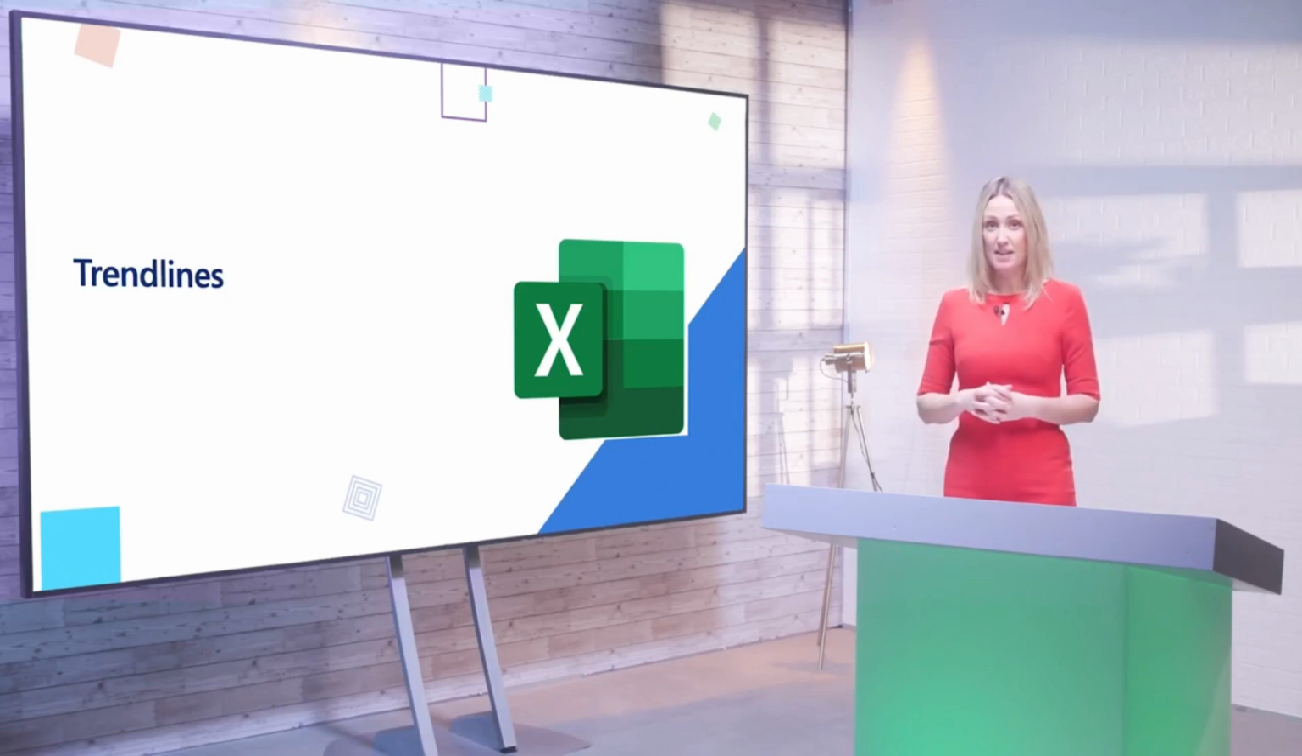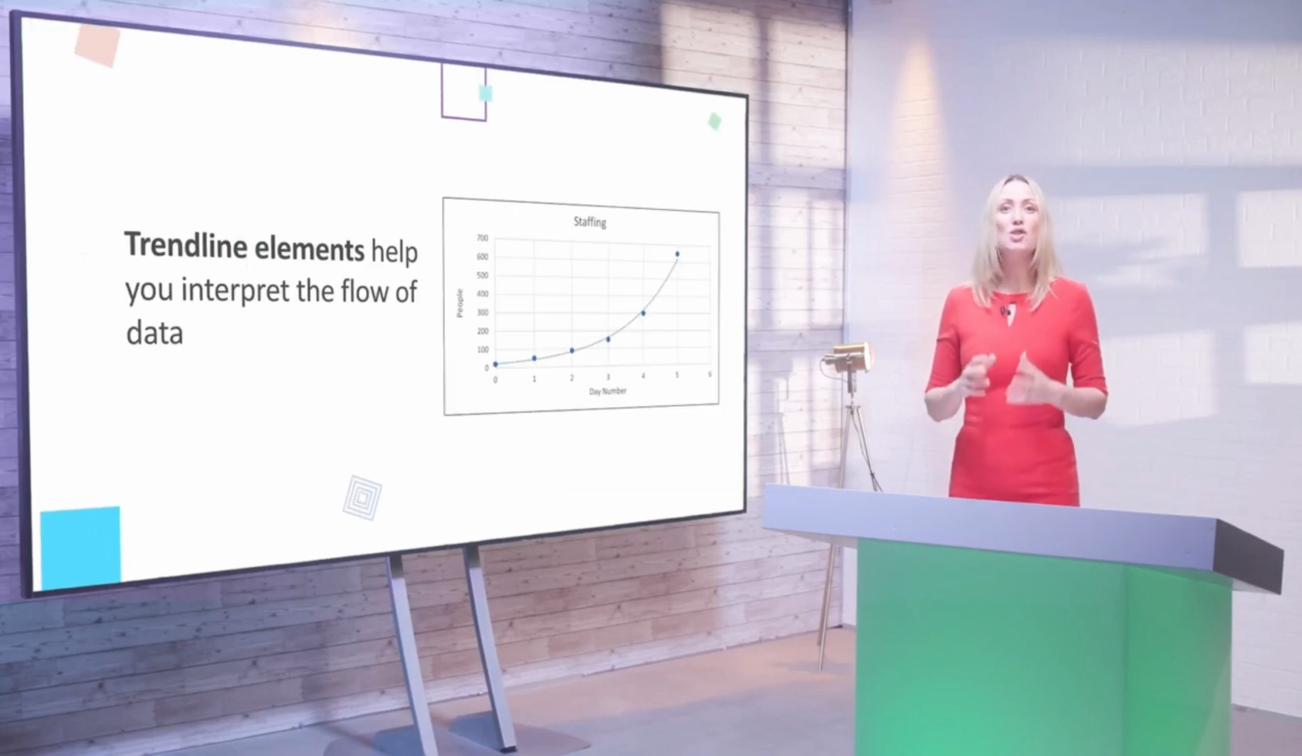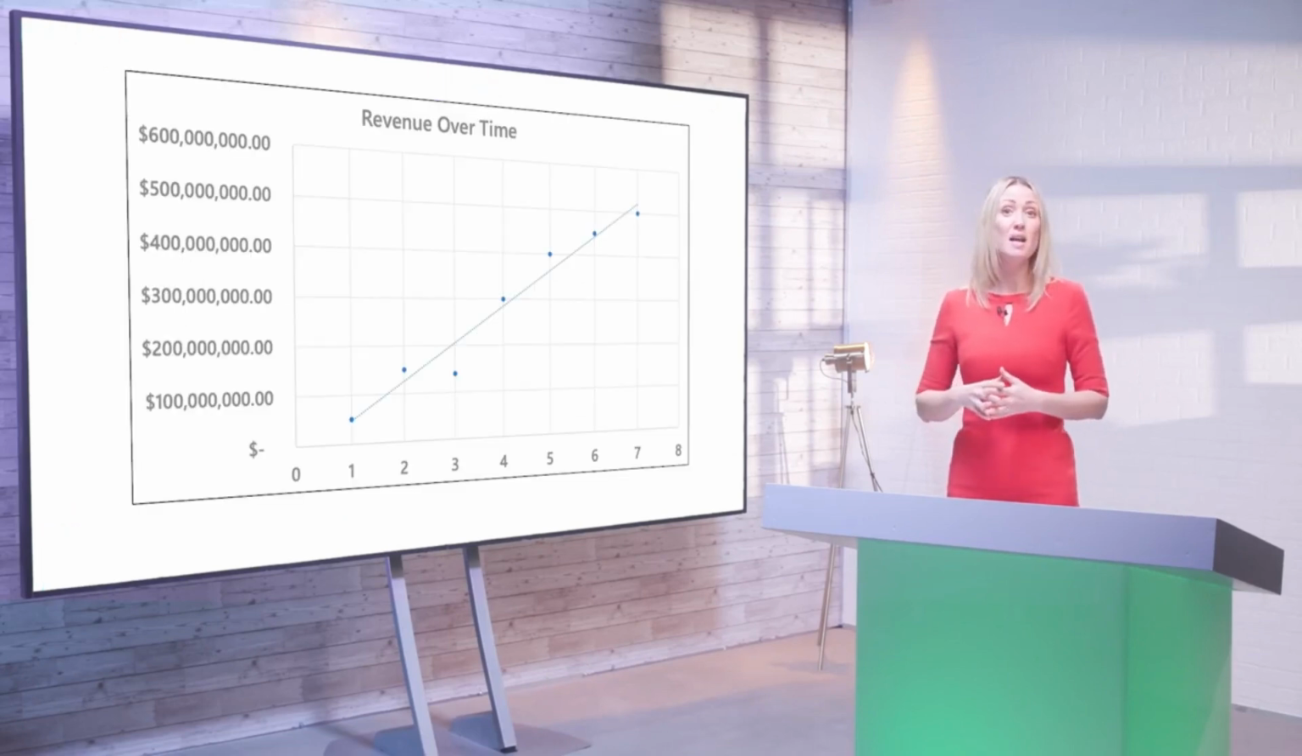Let's take a look at trend lines. A trend line is a straight or curved line element that can be added to your chart. It is typically used to show a trend over time. A trend line helps the reader to understand and interpret the flow of data. It answers questions like, are our sales going up or down? Or how are the averages looking in comparison to the results each month?